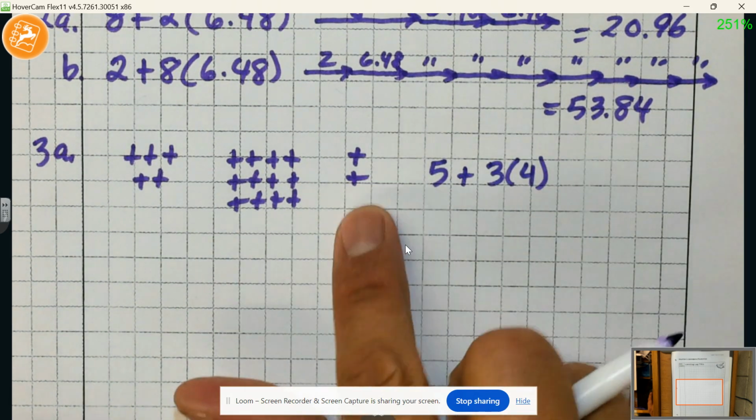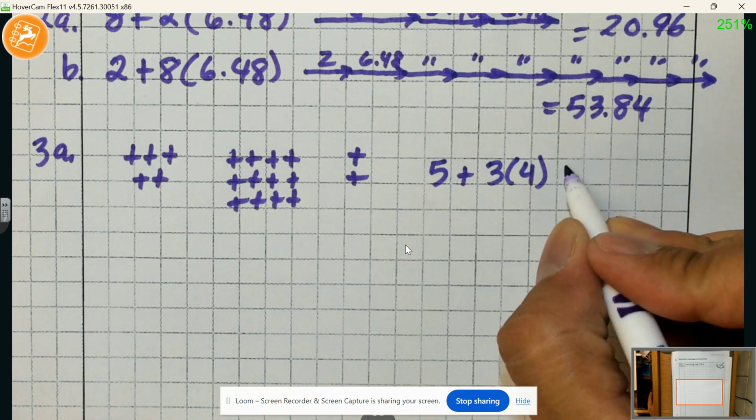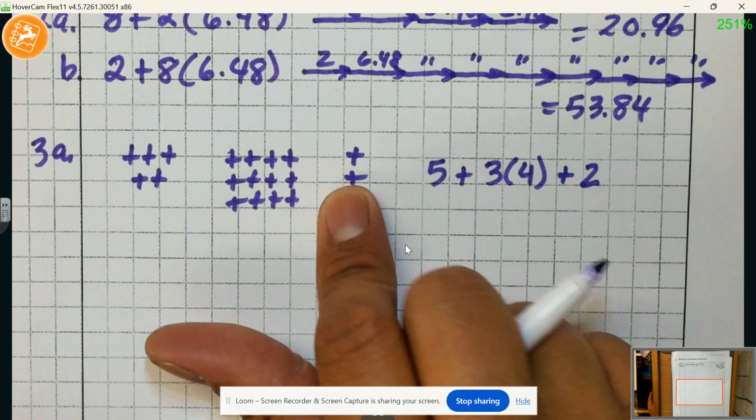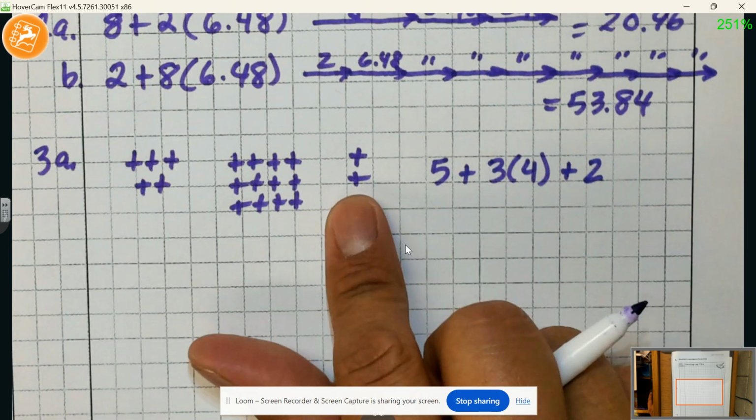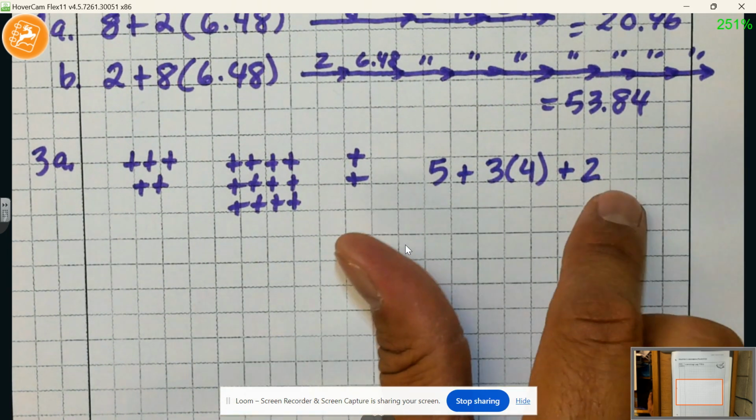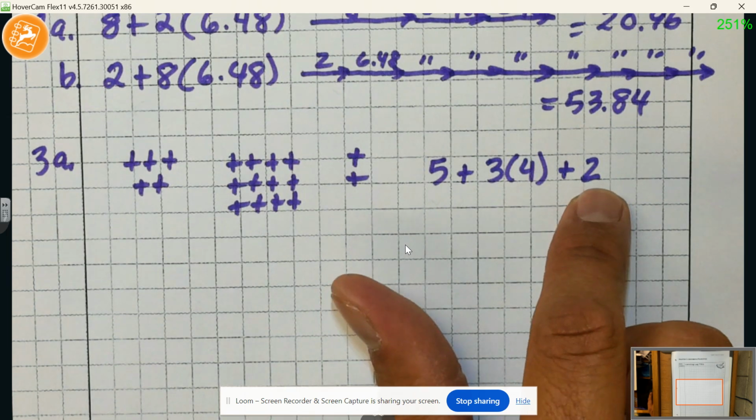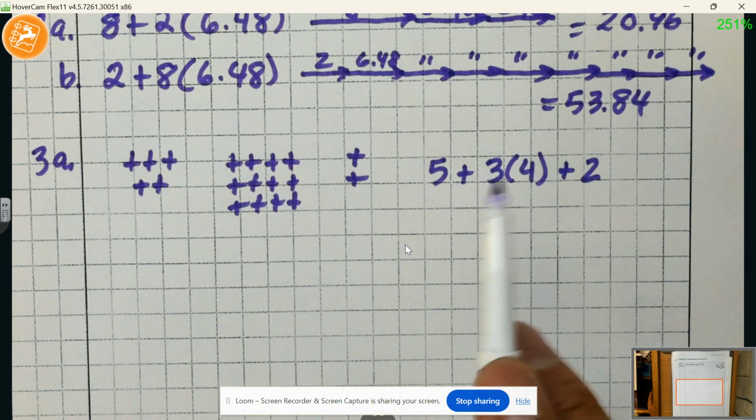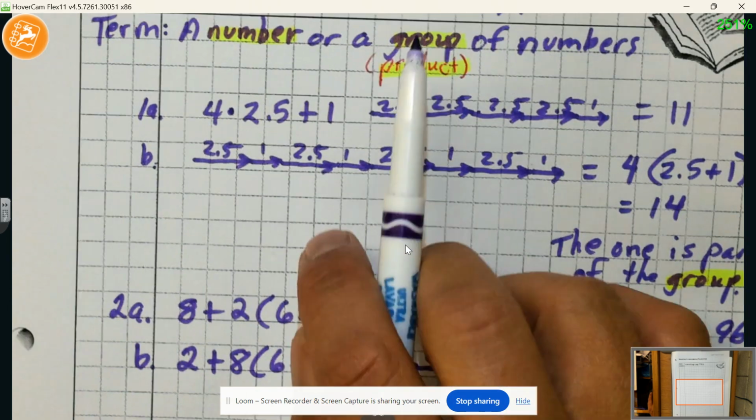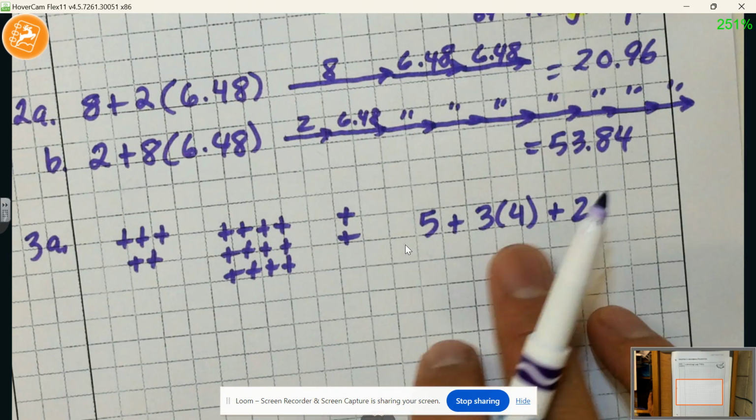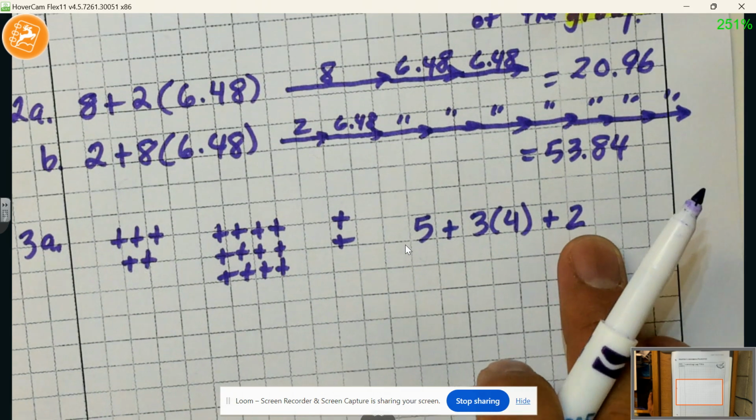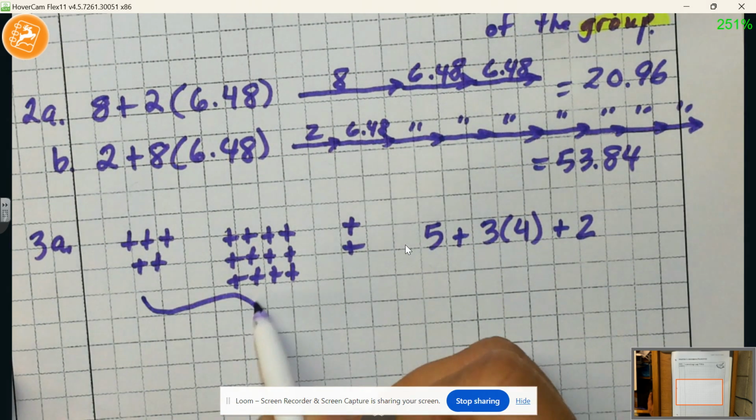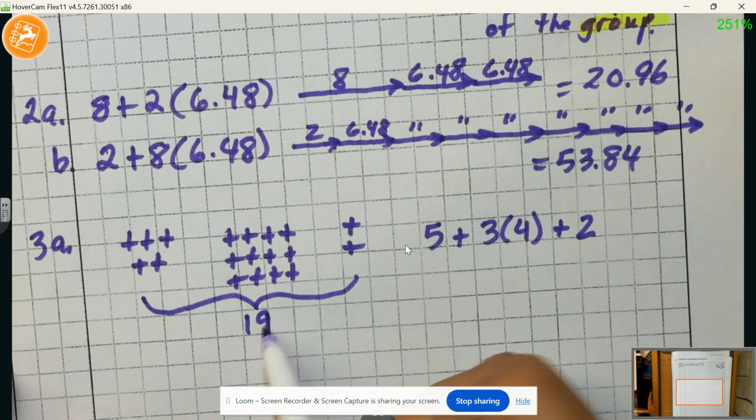And then this is, let's just call it 2. We could call it 2 groups of 1, but multiplying by 1 is not necessary. So this gives us 5 plus 3 groups of 4. There's our product, which will give us 12. And then we're adding 2 to it, and that gives us a total of 19. So this collection of tiles is equal to 19.